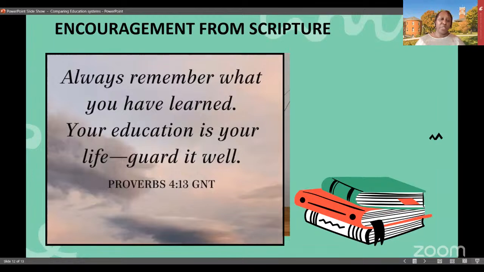And in Proverbs 4:13, "Always remember what you have learned. Your education is your life. Guard it well." That speaks for itself.